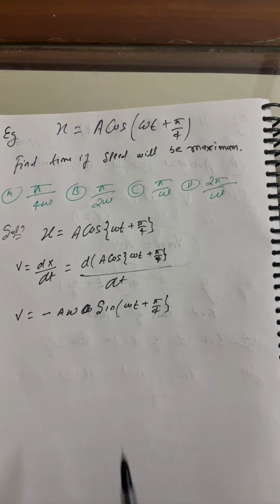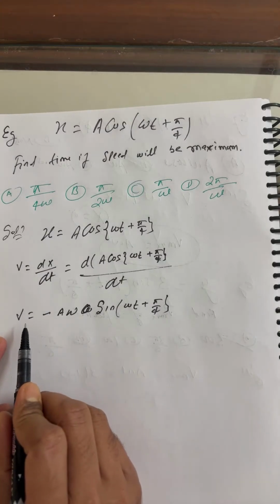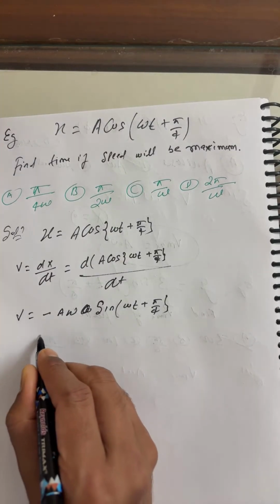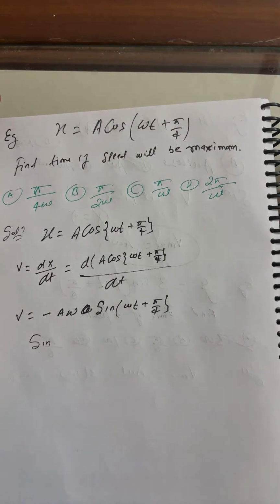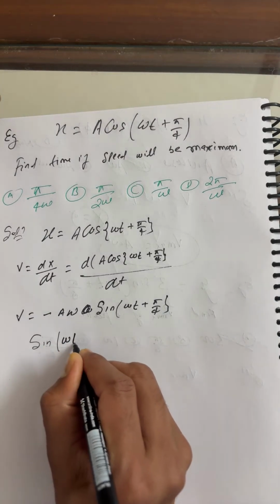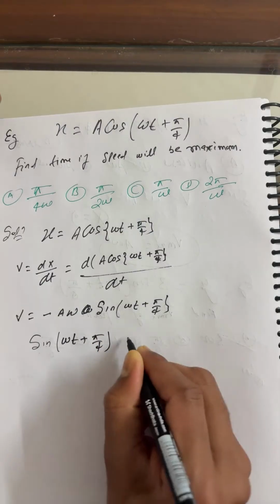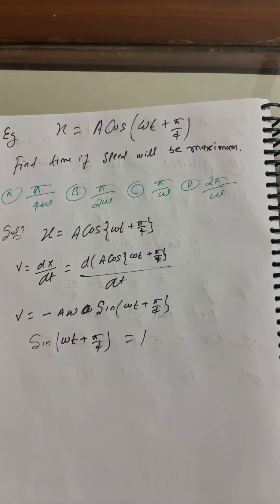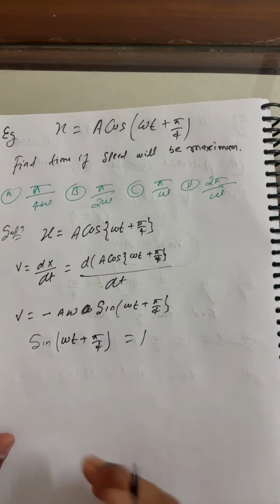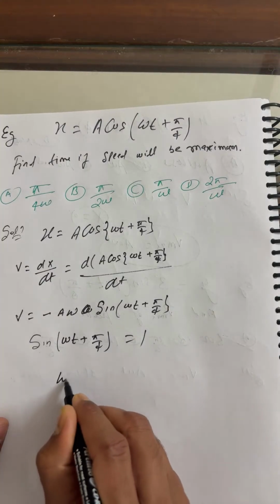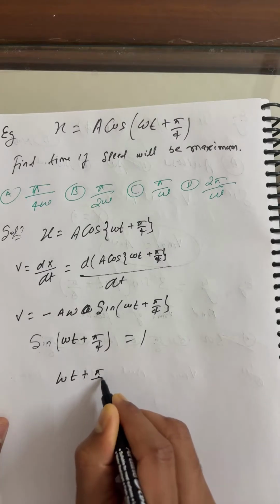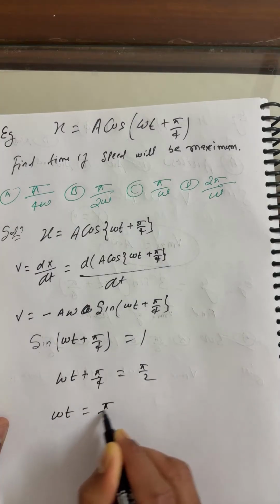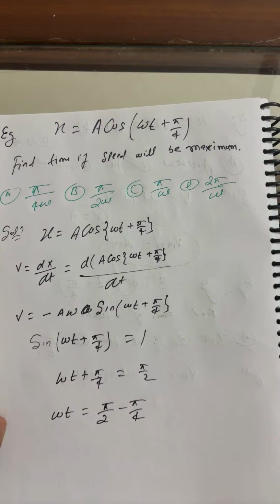Now what does the question say? For maximum speed, the particle is at the mean position. So simply equate the sine of the entire term, sin(ωt + π/4), to 1, because velocity is maximum and Aω cancels here. Then ωt + π/4 equals π/2, so ωt equals π/2 minus π/4.